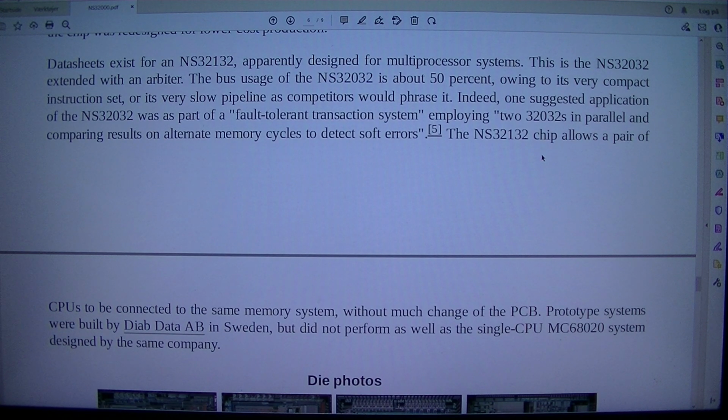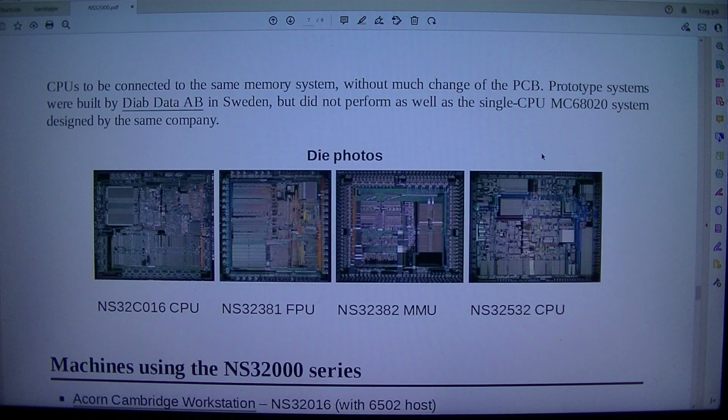The NS32132 chip allows a pair of CPUs to be connected to the same memory system, without much change of the PCB. Prototype systems were built by Diab Data AB in Sweden, but did not perform as well as the single CPU MC68020 system designed by the same company.